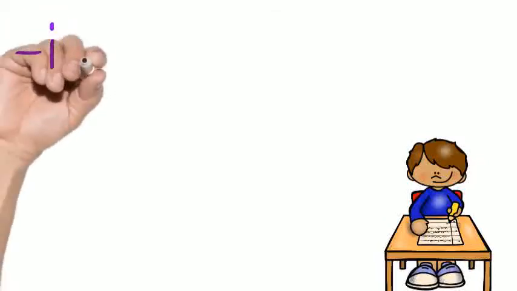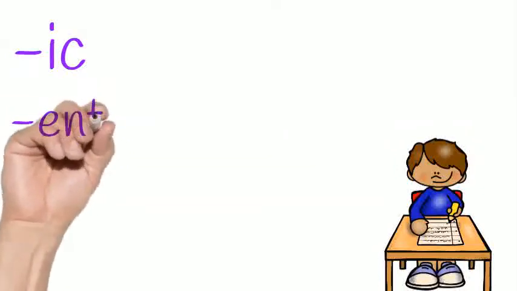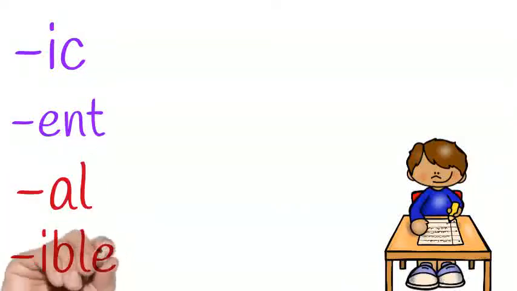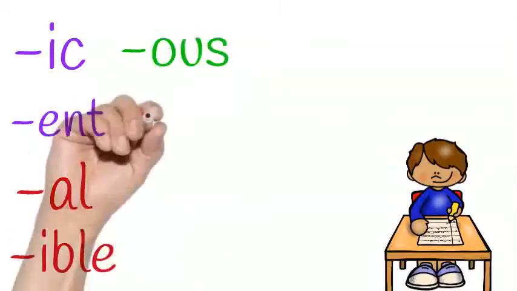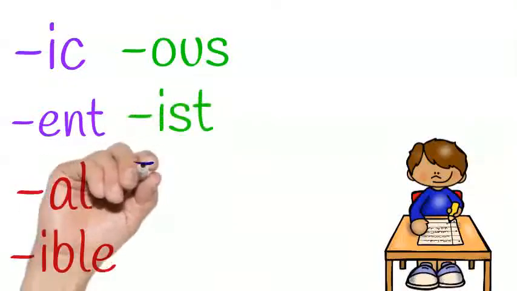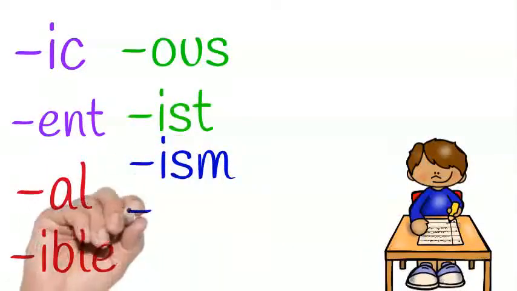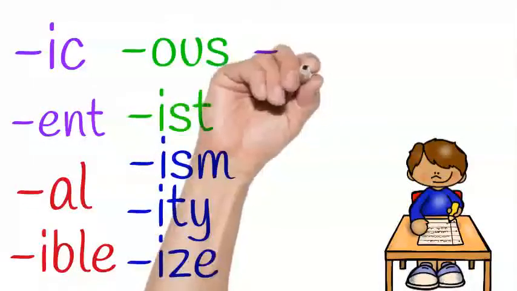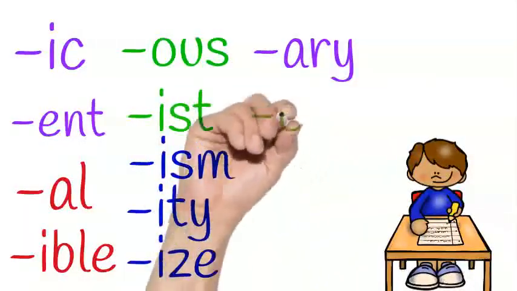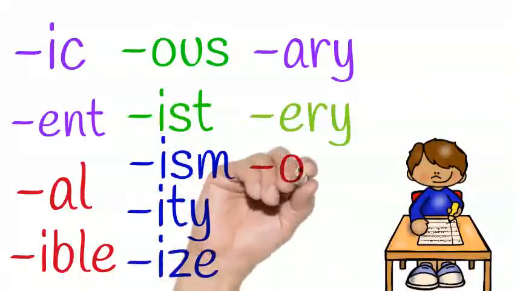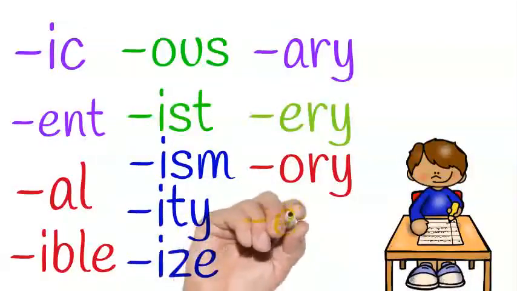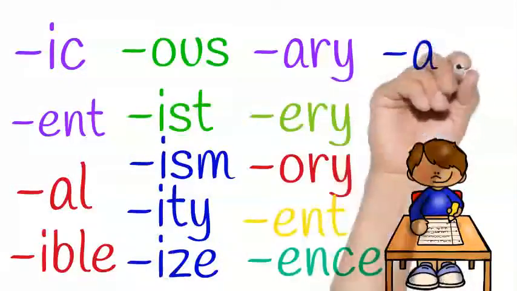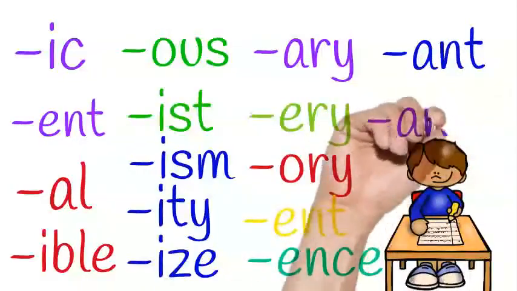We have ic, ick, then we have int, all, able, us, ist, ism, itty, eyes, airy, ory, int, ints, ant, ants.